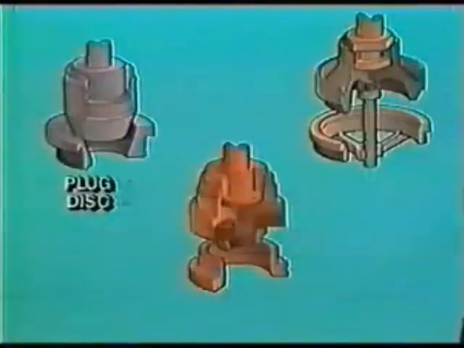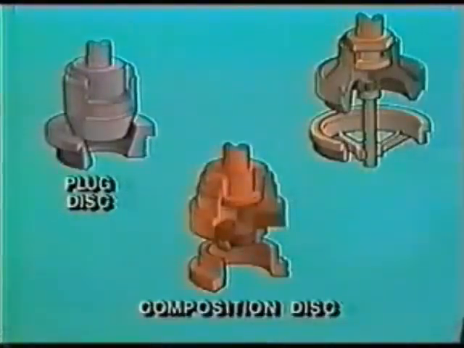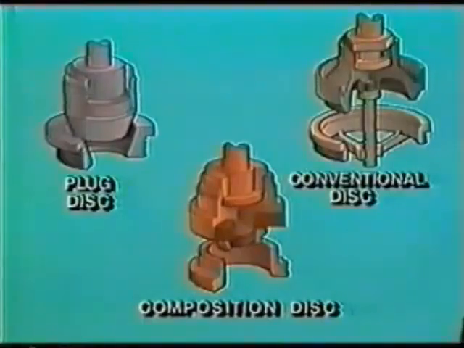Composition discs are made of a flexible rubber-like material so that hard particles from the flow will not prevent a tight closing. Conventional discs are constructed of hard materials like metal or ceramics. Contact between the two hard surfaces will often break up particles deposited by the flow.